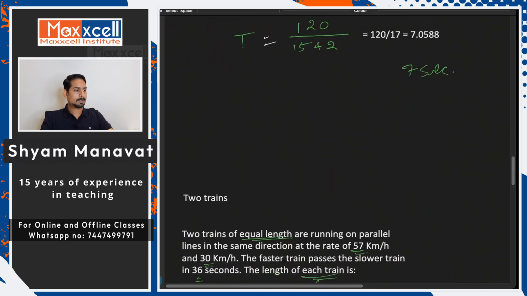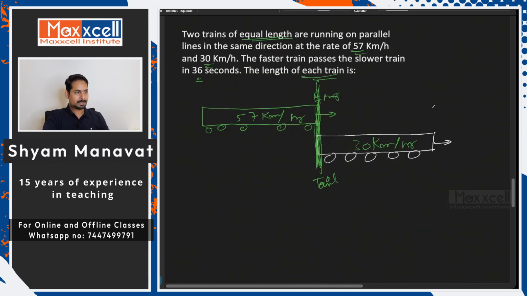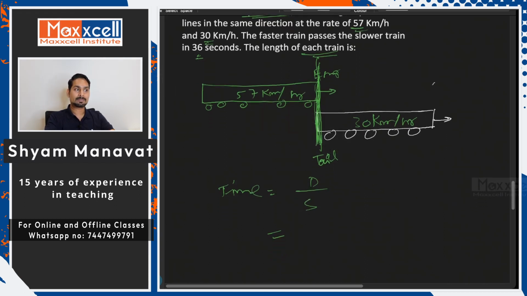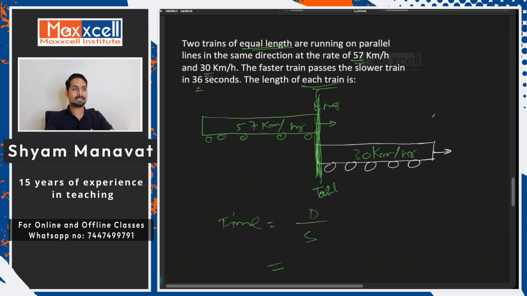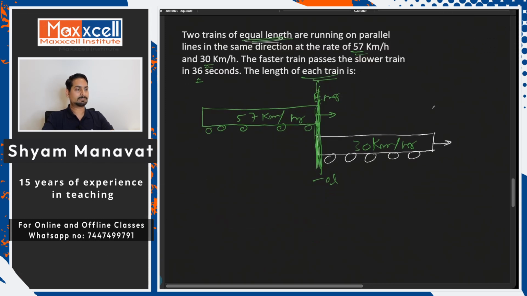Good. So let's try to find out the time. Formula of time: distance upon speed. Length of train is part of the distance. Now, do we know the length of train? No. But do we know that both trains have equal length? Yes, given here in the question. With this, since time is given, we'll use the distance formula. So we'll do the distance formula here.